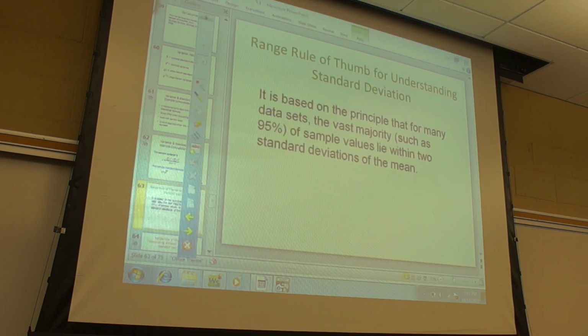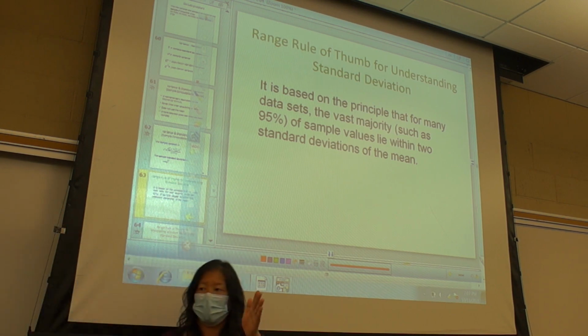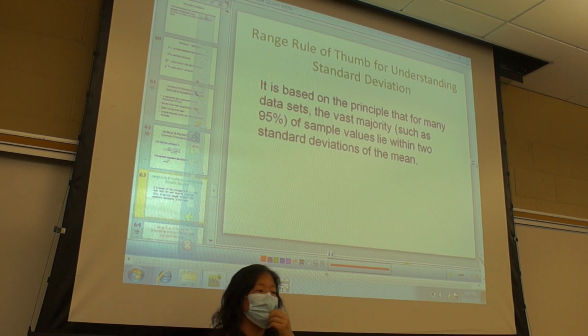Okay, I want to touch on this part. Range rule of thumb. How about Drew? Have you read yet? No. Great, go ahead. Range rule of thumb for understanding standard deviation. It is based on the principle that for many data sets, the vast majority, such as 95% of sample values, lies within 2 standard deviations of the mean. Yes. What does that mean? That means this. Here's my mean. Right? If I go, you guys now know how to calculate the standard deviation.